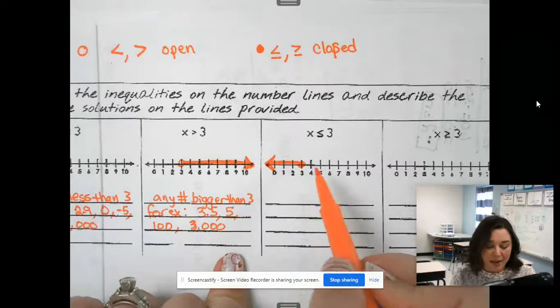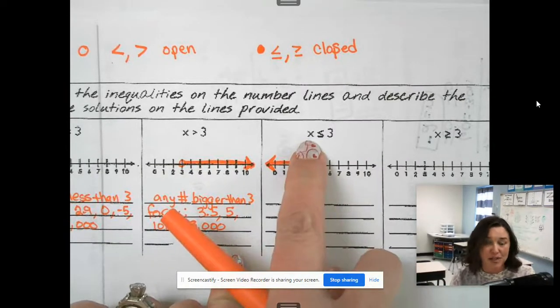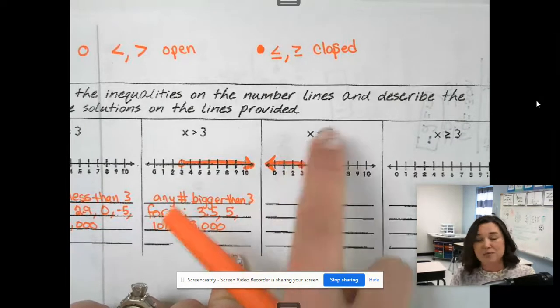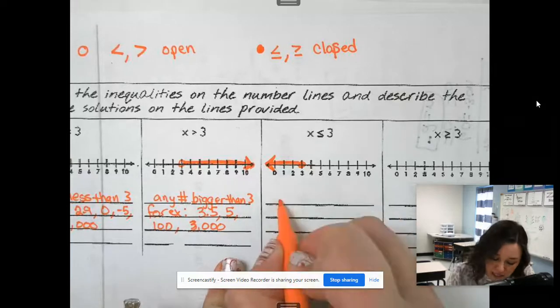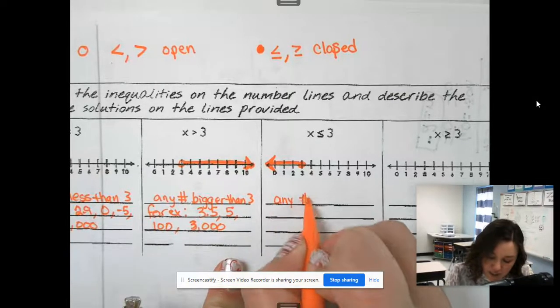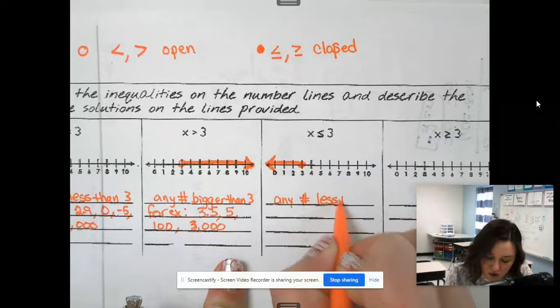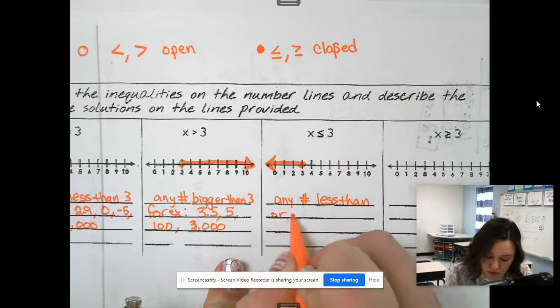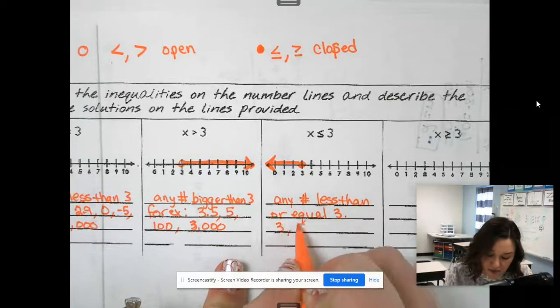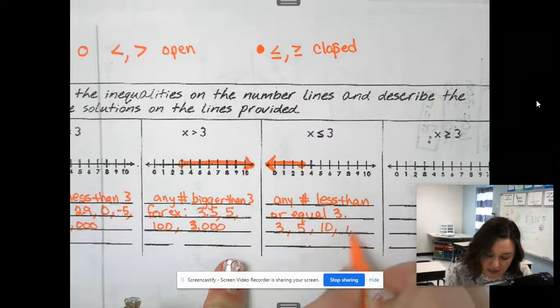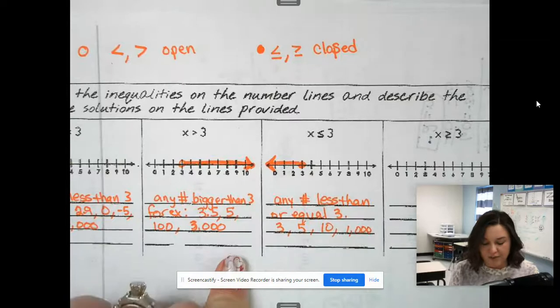And you can go by that as long as the variable is on the left. If the variable is not on the left, you can't go with the direction that it's pointing. So this will be any number less than or equal to 3. It also includes 3. So that could be 3, 2, 0, negative 1,000, any number smaller than 3.